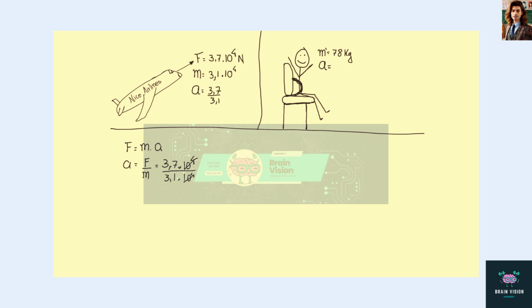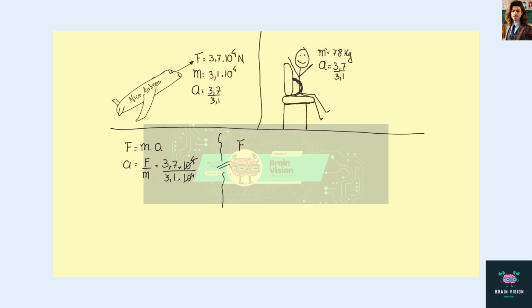Now that we know the acceleration, we can calculate the force that is acting on the pilot, because we know now that the acceleration of that pilot is equal to 3.7 divided by 3.1, because he is tied to the airplane by the seat belt, so they must accelerate together. Now, how can we calculate the force that is acting on the pilot? We can do it again by using Newton's second law.